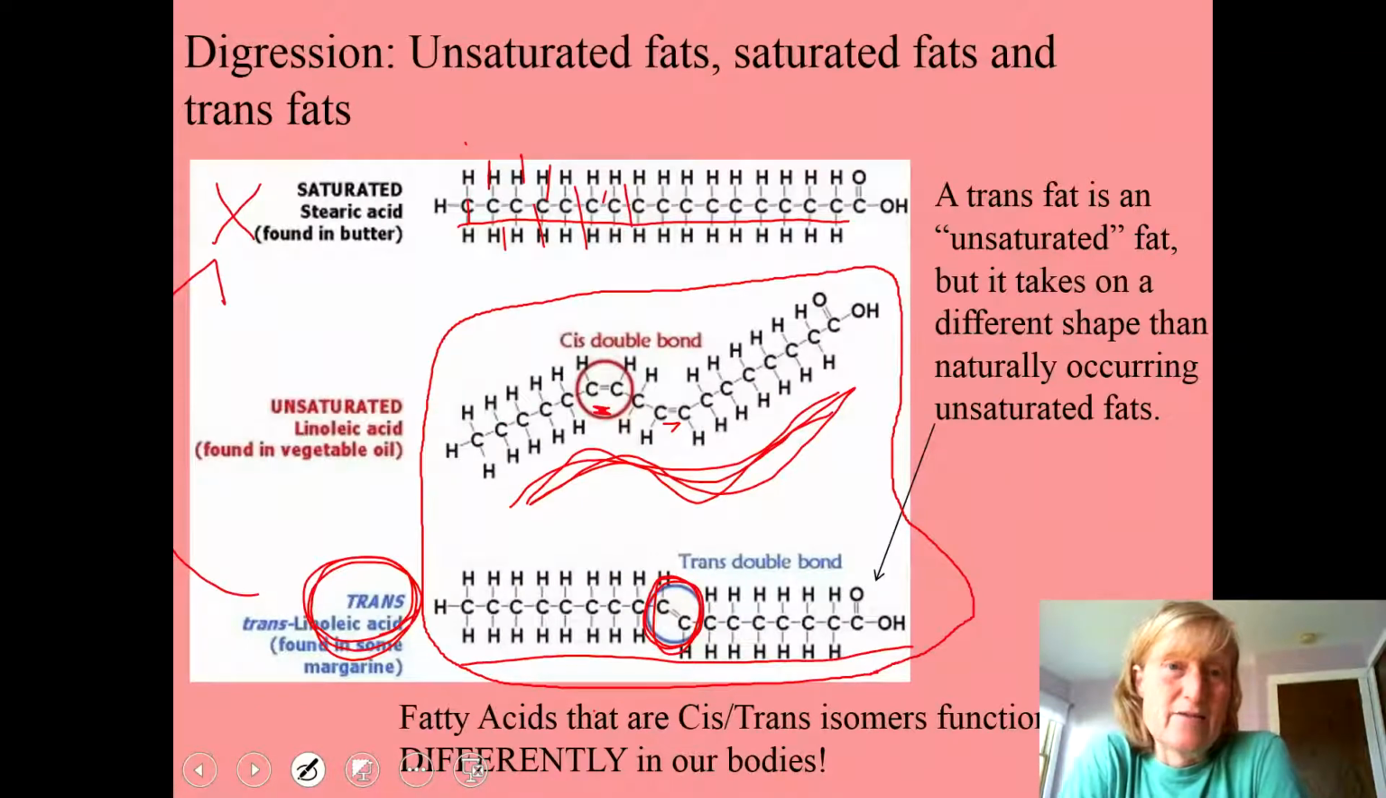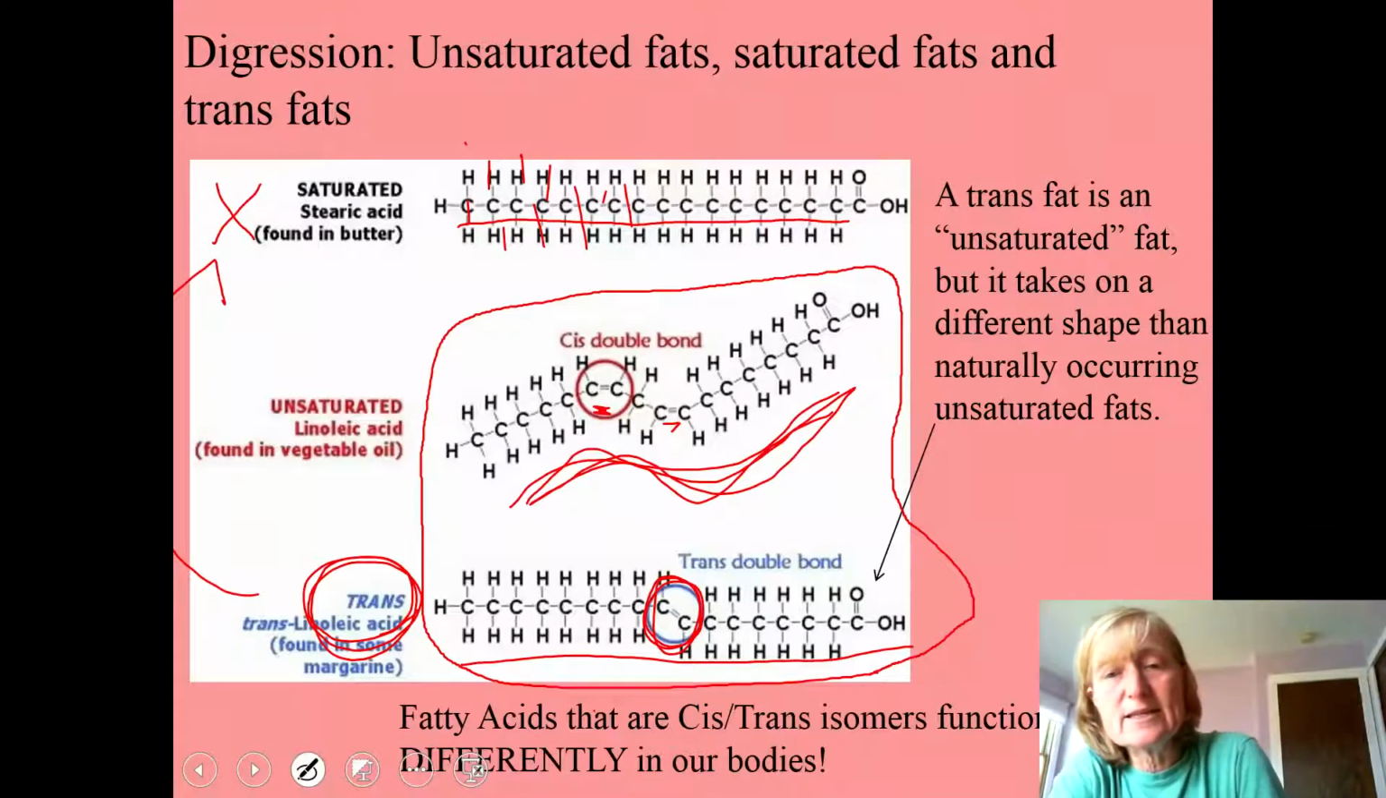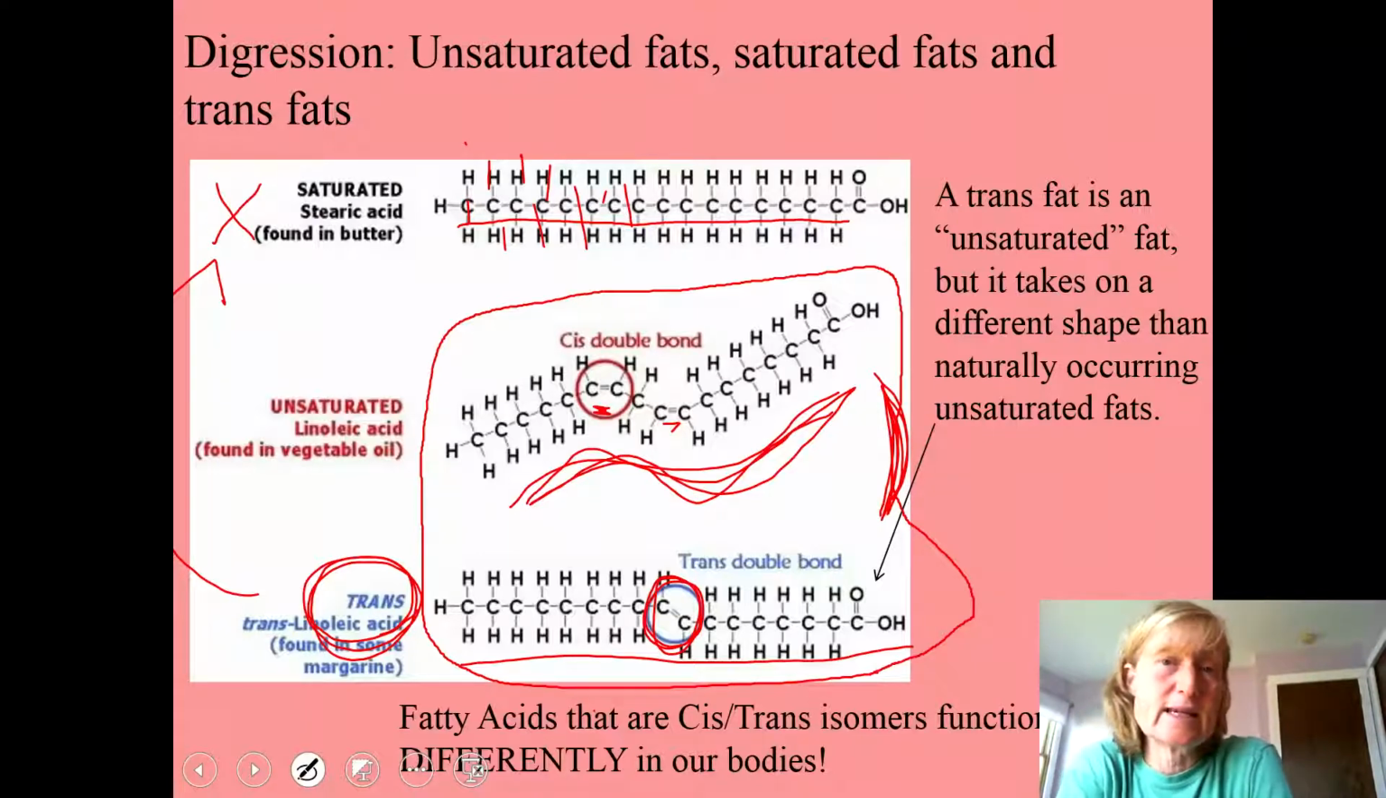Trans fatty acids aren't as good for us. When we eat them, our body doesn't know exactly how to deal with them as well, and so they are much more like the saturated fats that we eat. Yeah, it's okay to have some, but we shouldn't be loading our diet with trans fats or saturated fats, because these two molecules act differently in our bodies. Cis and trans unsaturated fatty acids act differently.